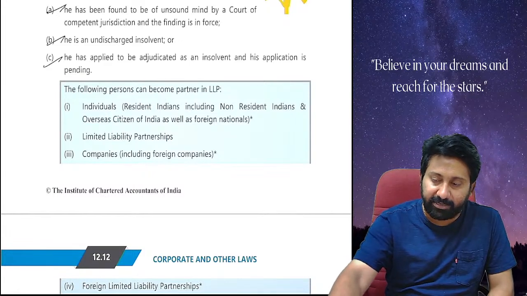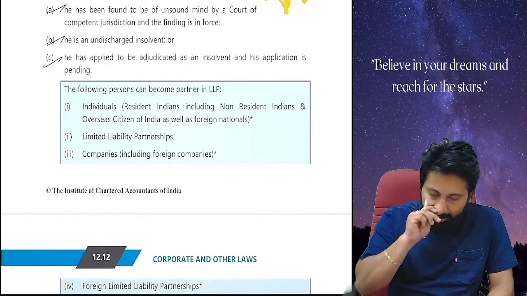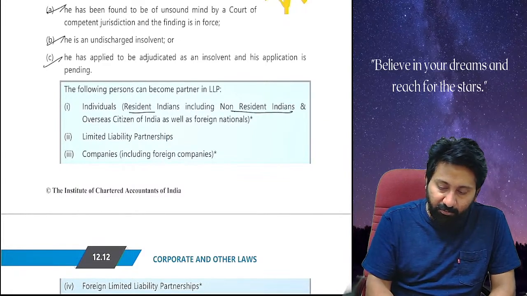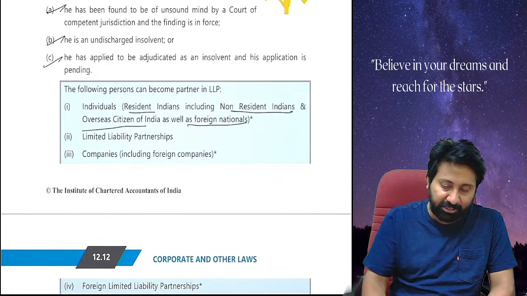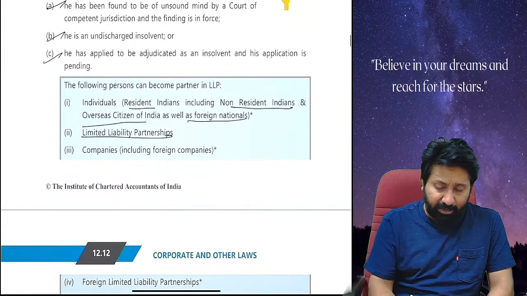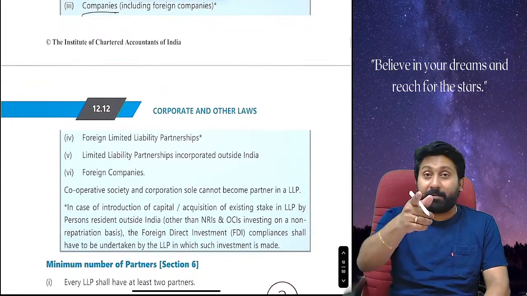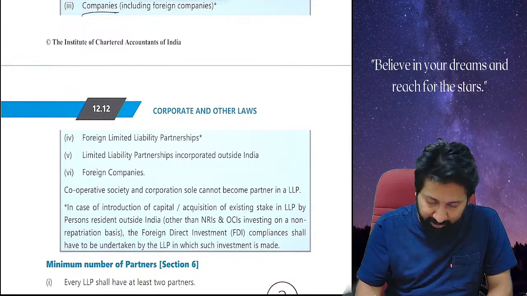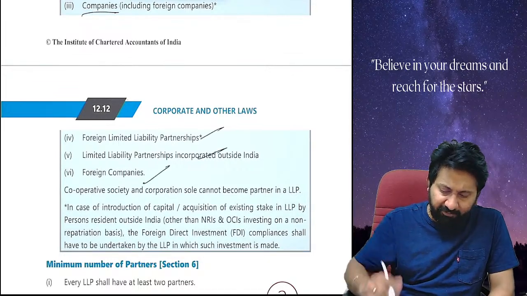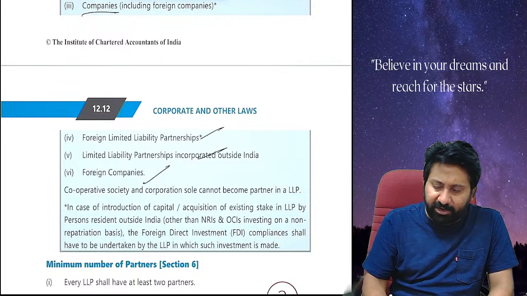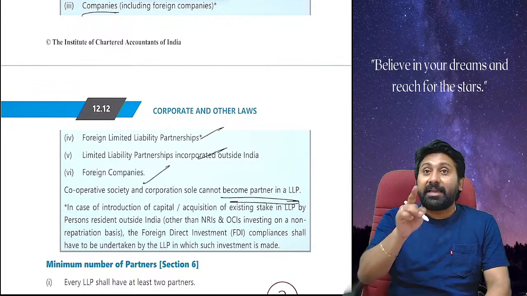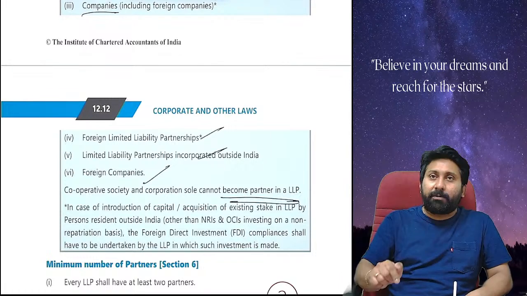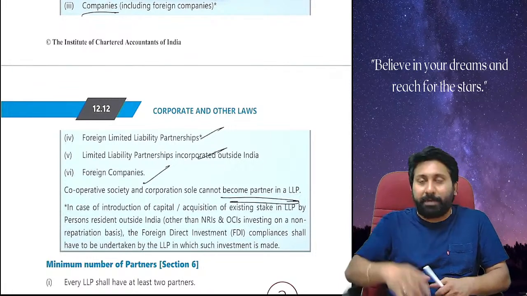Who are they? Let us see. Individuals, residents, including NRIs and overseas citizens as well as foreign nationals. An LLP can become a partner. Companies can become a partner, including a foreign company, because a foreign company may not be a company, but it is a body corporate. LLP outside India, foreign company. Cooperative society and corporation sole cannot become a partner, because yesterday's discussion already made it very clear that sole proprietor concerns and cooperative societies will not be included.